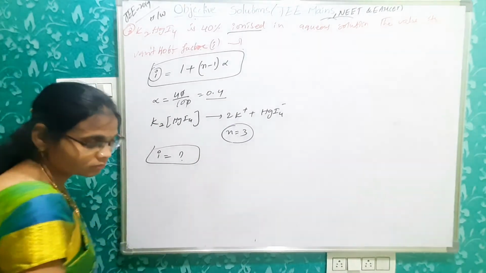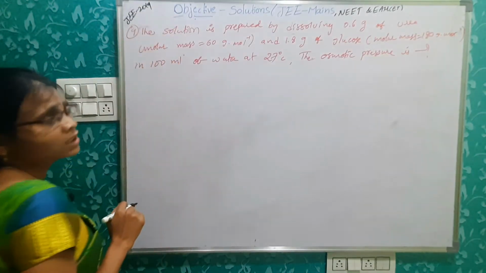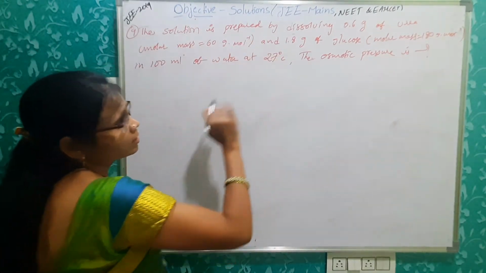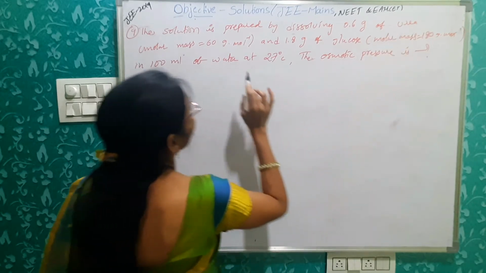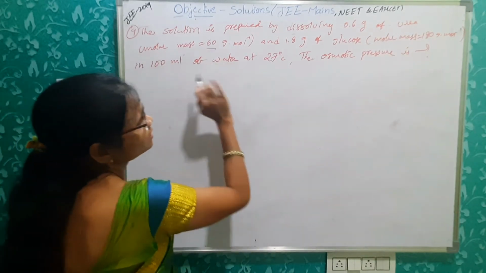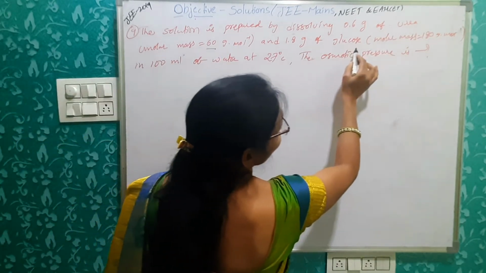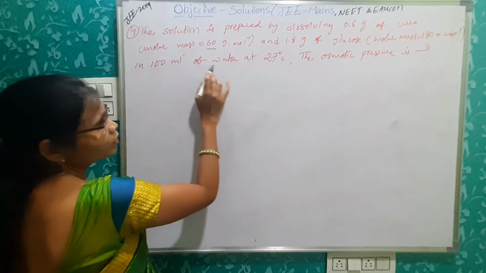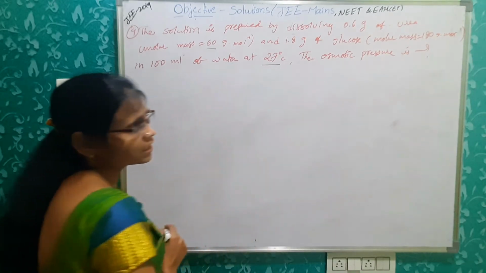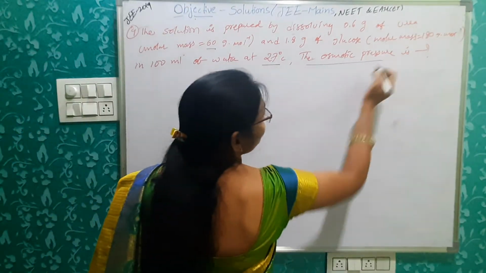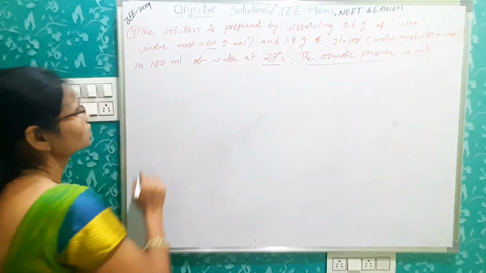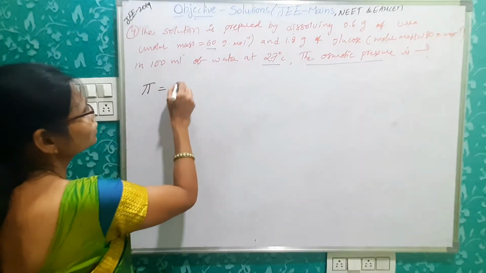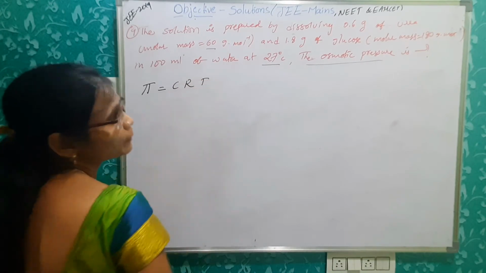Okay, next, the 9th one. This is also from the previous 2019 JEE. The solution is prepared by dissolving 6 gram of urea, its molar mass 60, and 1.8 gram of glucose, its molar mass 180, in 100 ml of water at 27 degrees Celsius. The osmotic pressure is... so what is the formula of osmotic pressure? Pi is equal to C into RT.